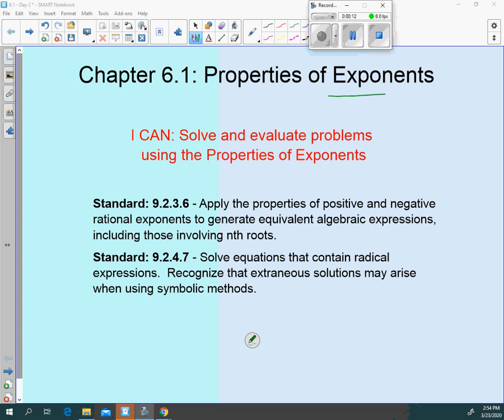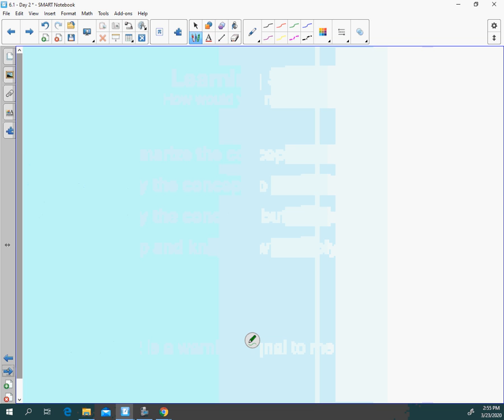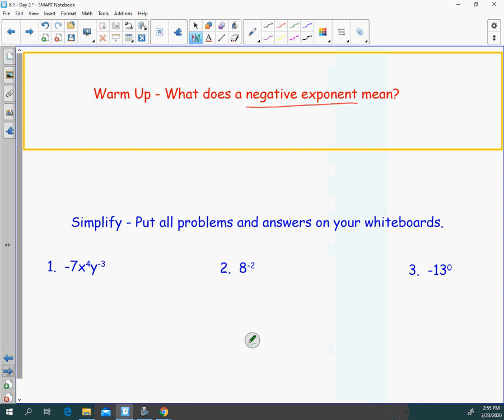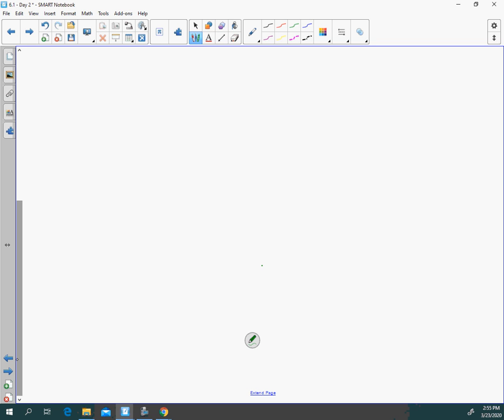Today is going to be on exponents again, but today we're going to add a couple layers that make it more difficult. A couple important standards to go through. Hopefully we're at a 3 or a 4 in the I Can learning scales by the end of the day. Today we're going to add a piece about negative exponents.